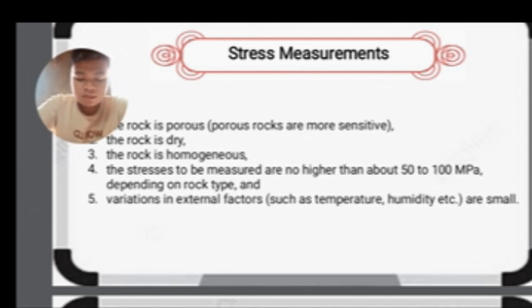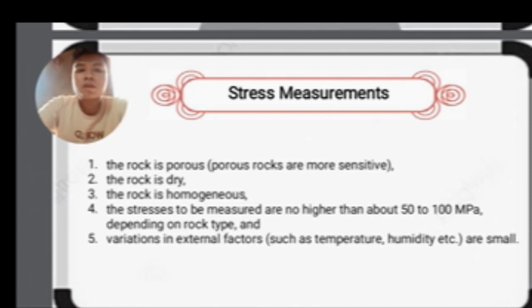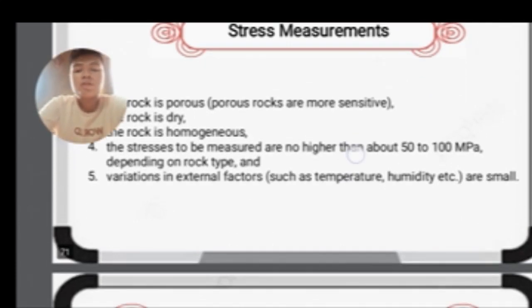Attempts have been made to assess stresses in tunnels and mines, mostly in pillars, by measuring velocities. This appears to have the greatest chance of success if, first, the rock is porous. Porous rocks are more sensitive. Second, the rock is dry. Third, the rock is homogeneous. Fourth, the stresses to be measured are no higher than about 50 to 100 MPa, depending on the type of rock. Number 5, variations in external factors such as temperature and humidity are small.